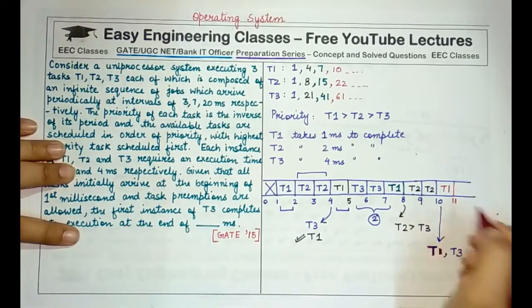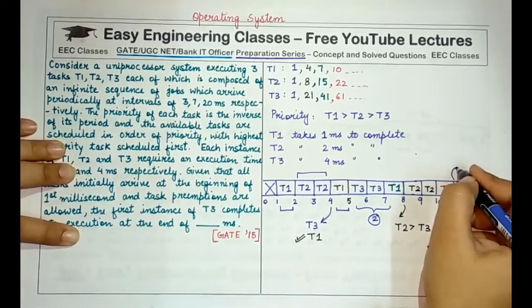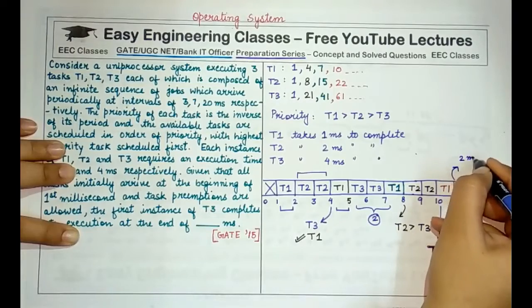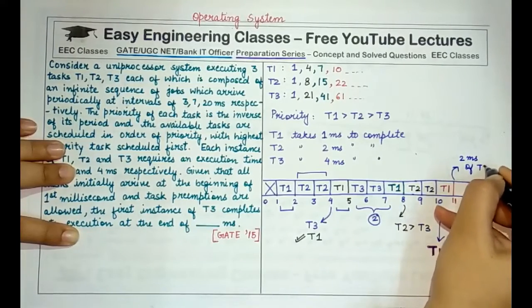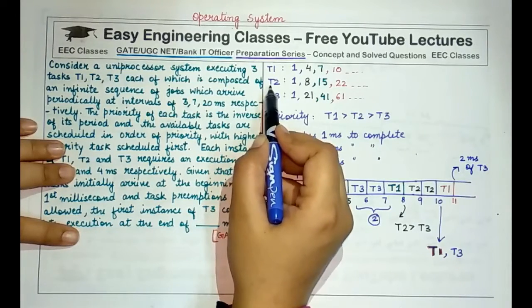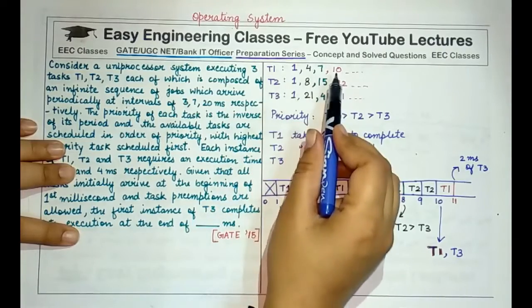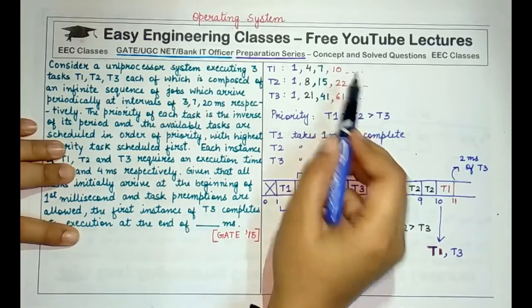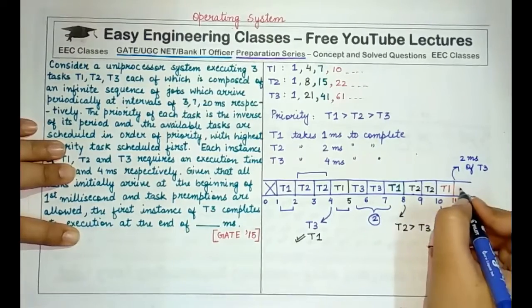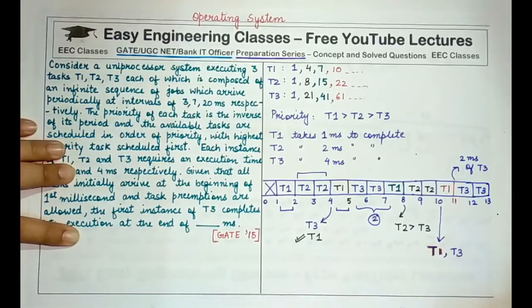Now at 11 milliseconds, what processes do we have? Only the remaining 2 milliseconds of T3, because we don't have any instance of T2. T2 would next arrive at 15 and T1 would next arrive at 13. So we can execute the remaining 2 milliseconds of T3 till 13. So T3 completes at 13.